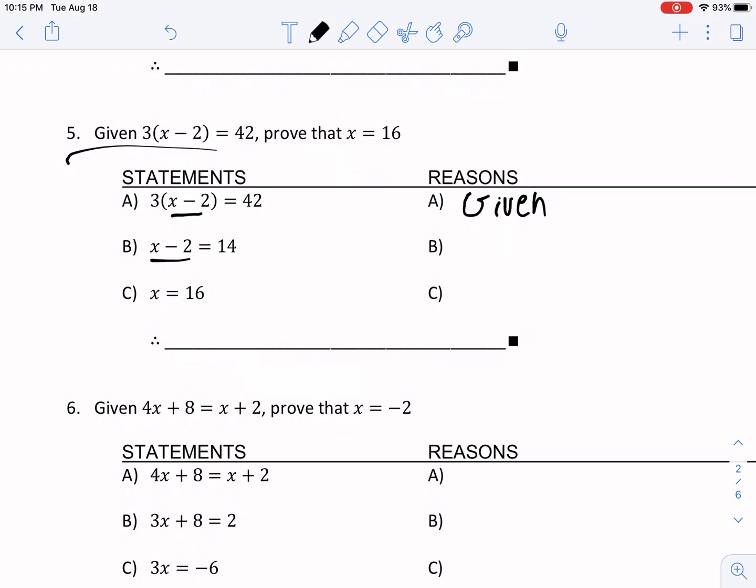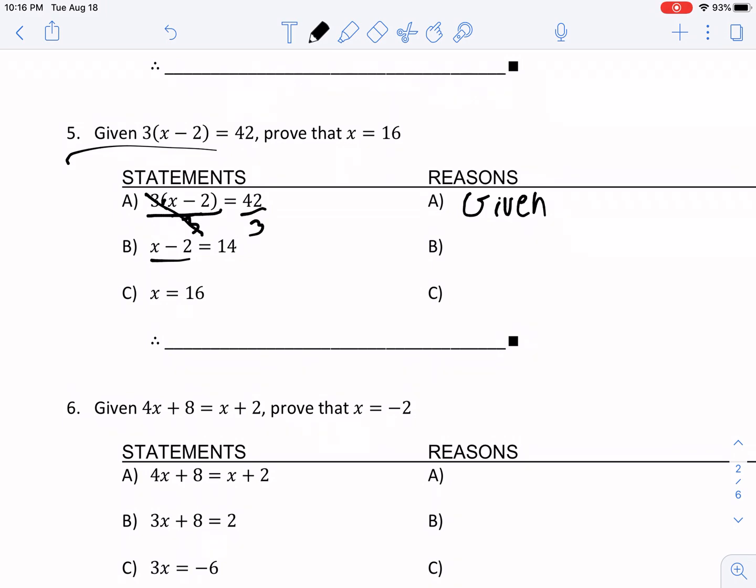So what is missing from the first statement to the second statement? 3. Well, how do I get rid of 3? What is attaching 3 to the parentheses? What operation? Multiplication. This is 3 times that group. Well, how do you undo multiplication? Division. If I divide by 3, doesn't that cancel that out there? And then, like we talked about, if you do it to one side, you have to do it to the other side. Check with your calculator here. We get x minus 2 equals 42 divided by 3, which equals 14.